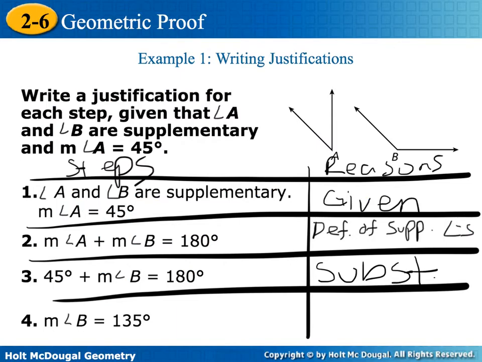Okay, now we have to get from this line to this line. We have to show how they got from here to there. How do we get from a 45 and a B on the left side and 180 on the right side to only B on the left side and a 135 on the right side? Well, to do that, they did subtraction property of equality.